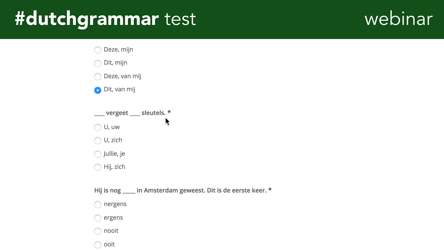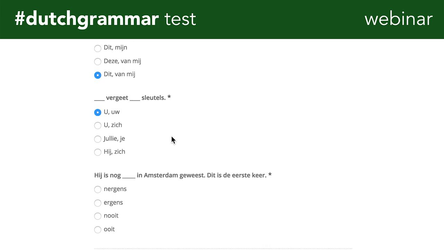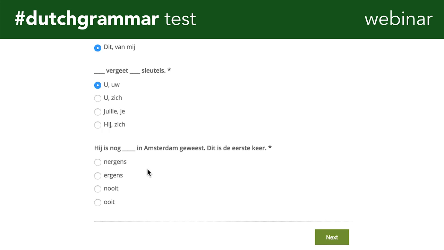U vergeet sleutels. Vergeet is singular, so jullie is not correct. Zich is a reflexive pronoun, lesson 33. However, vergeten is not a reflexive verb. And here the possessive adjective is needed. Of the 3 remaining answers, that can only be uw. U vergeet uw sleutels.